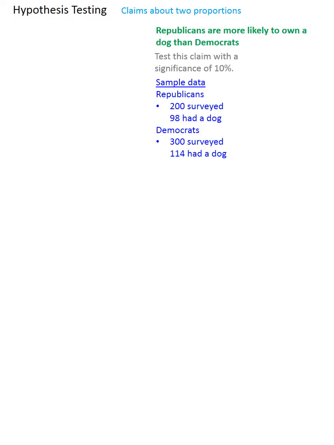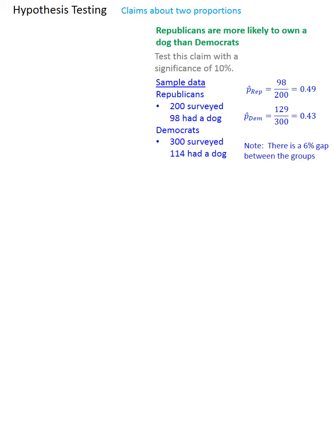So here's our sample data. 500 people were surveyed. 200 of them were Republicans, of which 98 had a dog. 300 of them were Democrats, of which 114 had a dog. Notice the proportion of Republicans from our survey that have a dog is 49%, while it's only 43% of the sample. 43% of Democrats in the sample owned a dog.